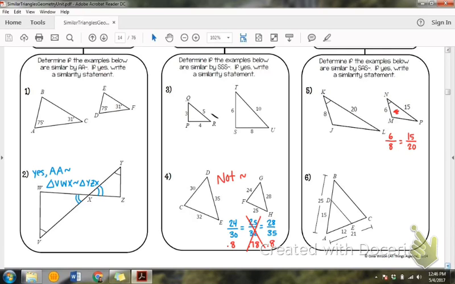What is 6 divided by 8? 3/4 or 0.75. And then 15 divided by 20, also 3/4 or 0.75. So they have the same scale factor, and the included angle is congruent. So these two triangles are similar by side angle side similarity.